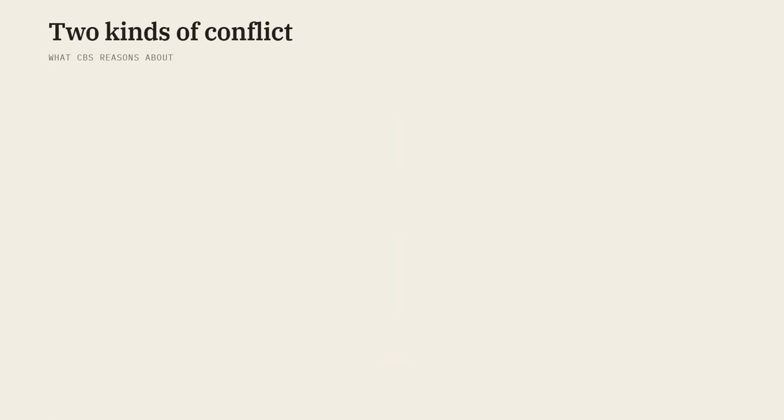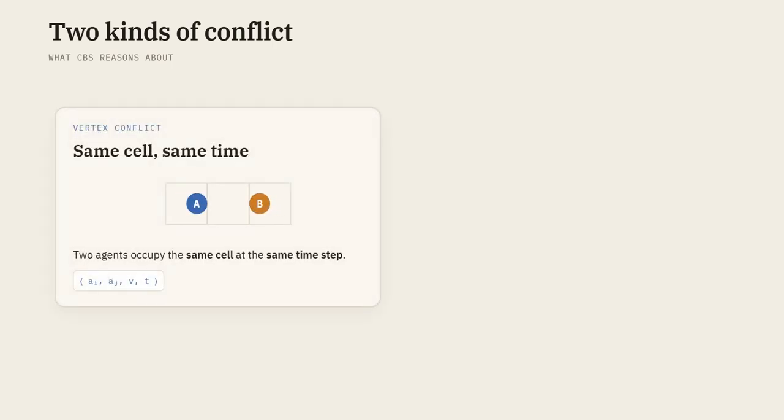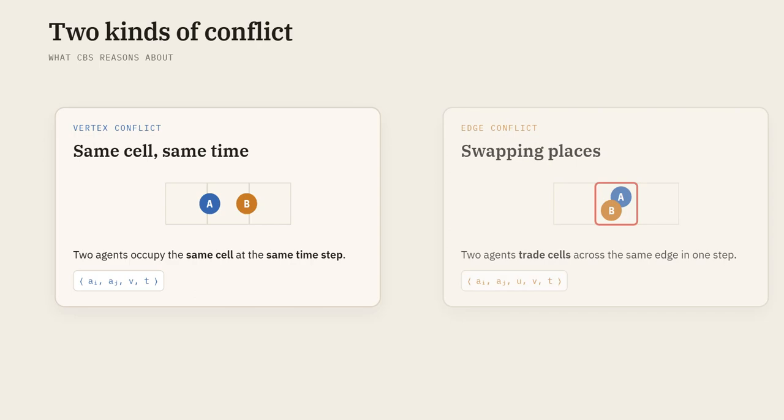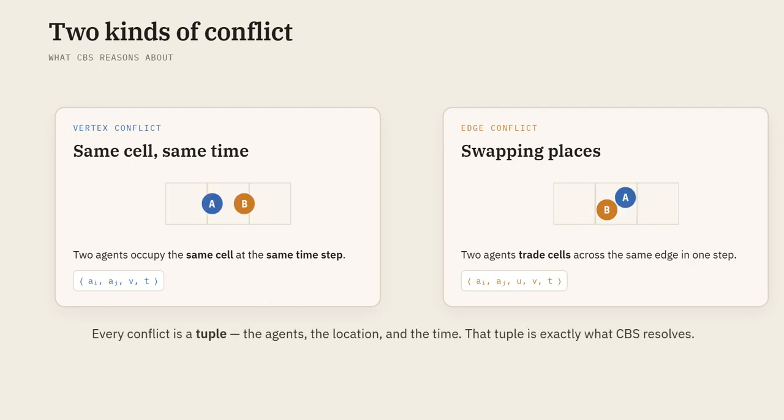Before we can fix collisions, we need to name them. CBS reasons about two kinds of conflict. The first is a vertex conflict. Two agents occupy the same cell at the same time step. The second is an edge conflict, also called a swap. Two agents trade places across the same edge in one step. Each conflict is written as a tuple, the agents involved, the location, and the time. That tuple is exactly what CBS resolves.